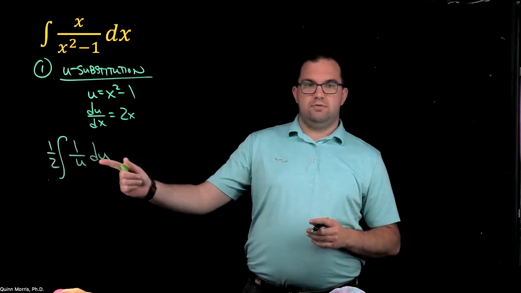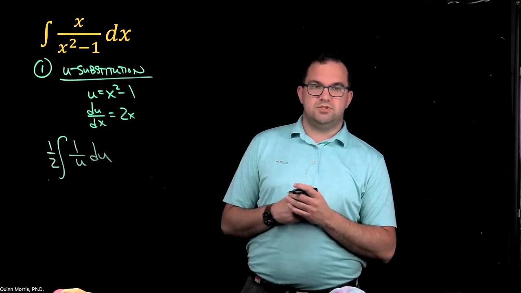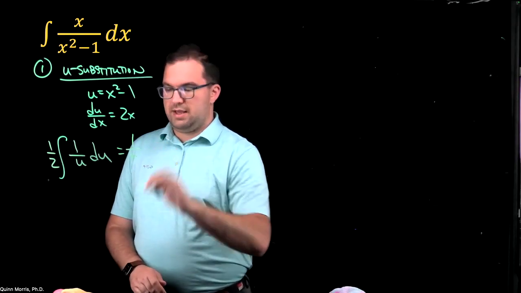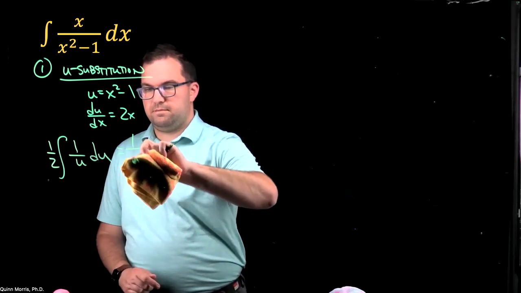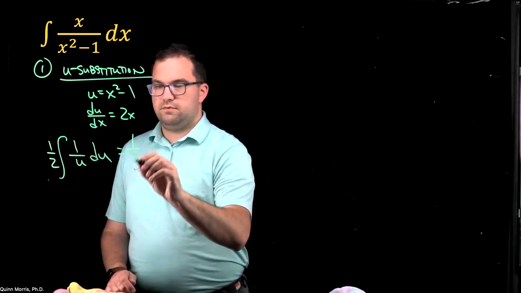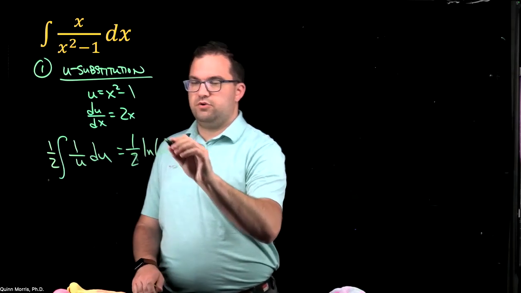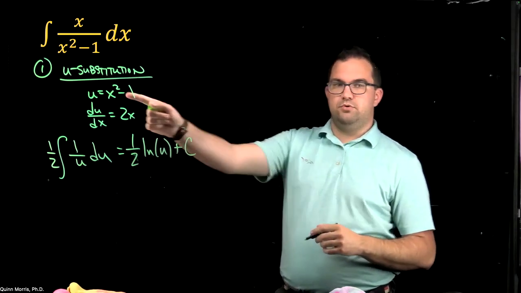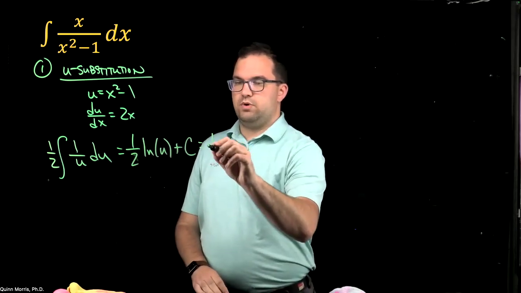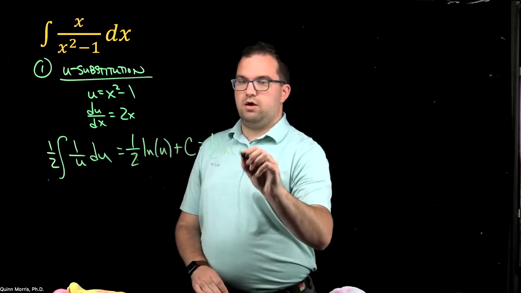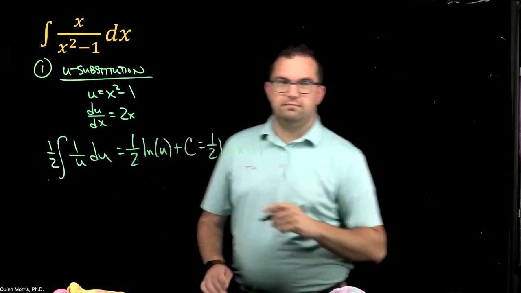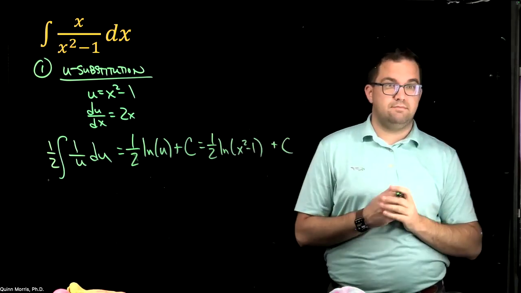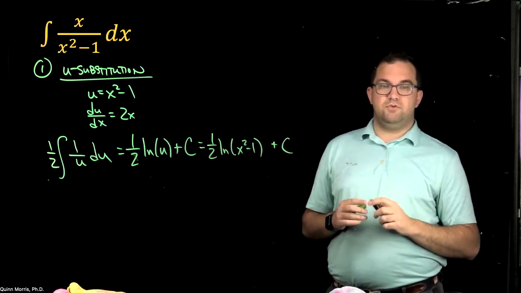And now the antiderivative is very simple. It's just natural log, or 1/2 natural log of u. I get 1/2 natural log of u plus c. And then I remember I made up u, so I need to substitute back in. This is 1/2 the natural log of x squared minus 1 plus c. All right, very good, right? It's a perfectly good way of doing this.